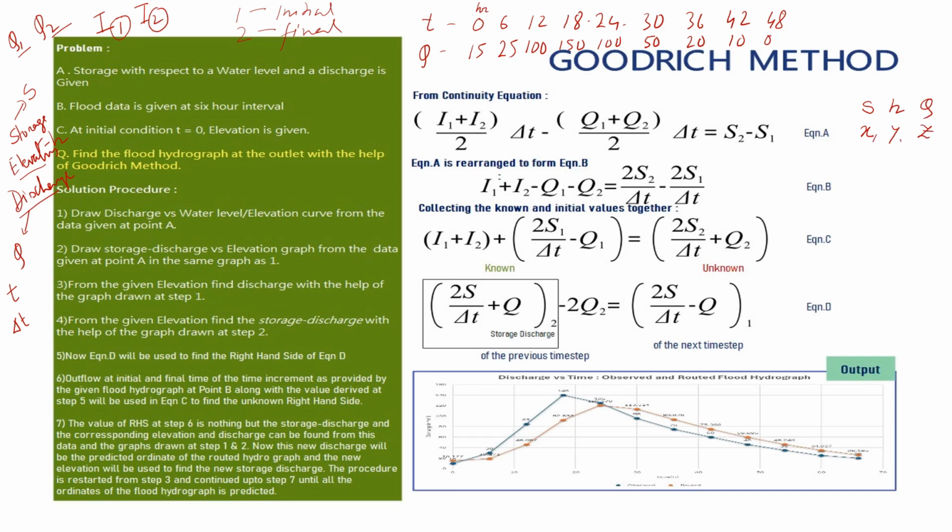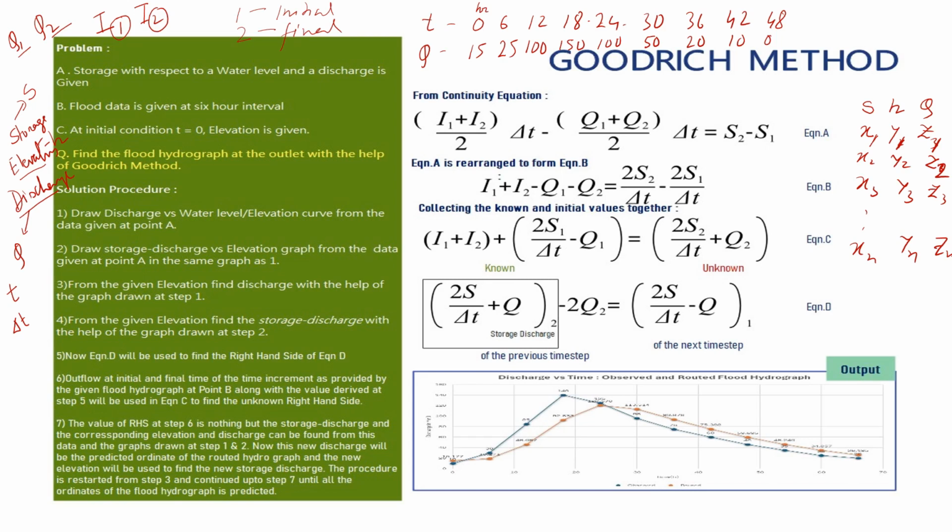Similarly, data will be given for 1, 2, 3, and so on up to Xn, Yn, Zn. So when the storage in the reservoir is X1, the water level is Y1, and if the gates of the reservoir are opened at that time, then a Z1 amount of discharge will take place as outflow.